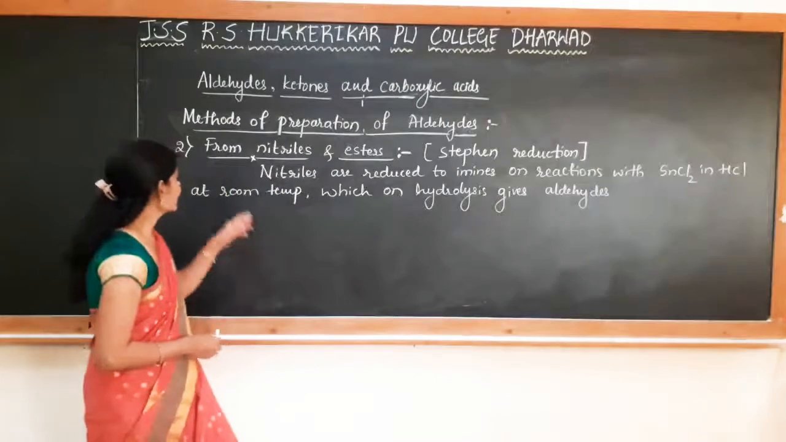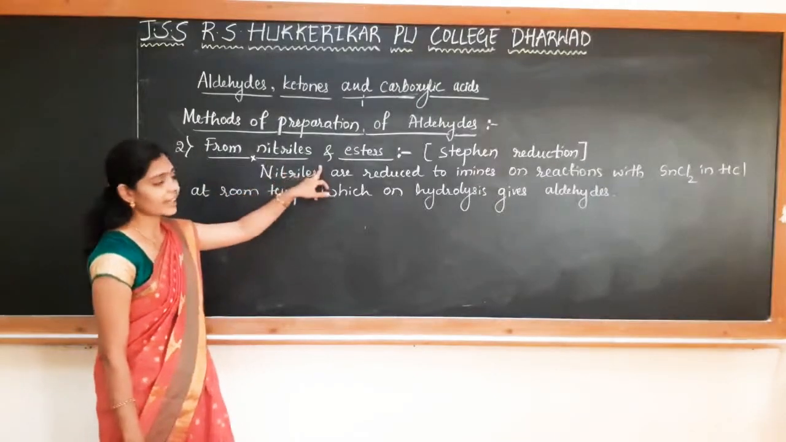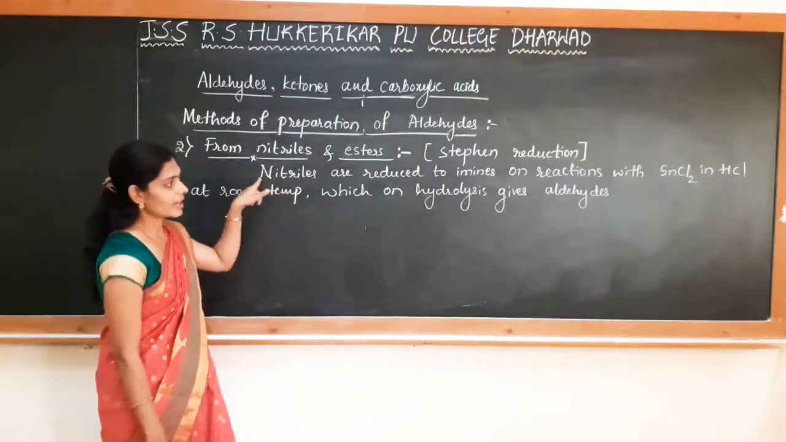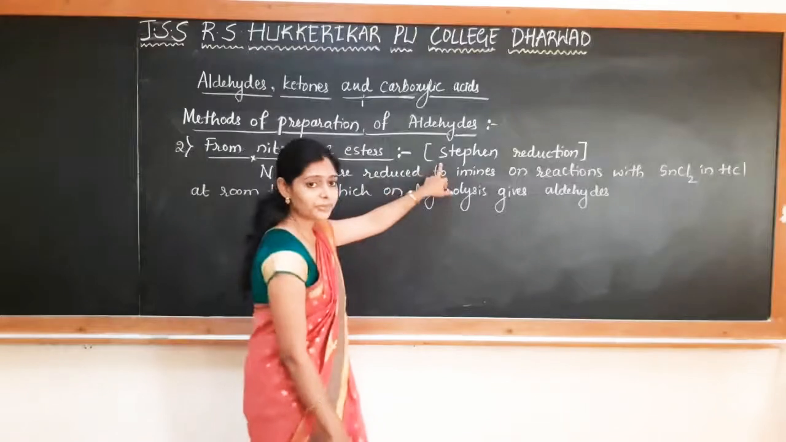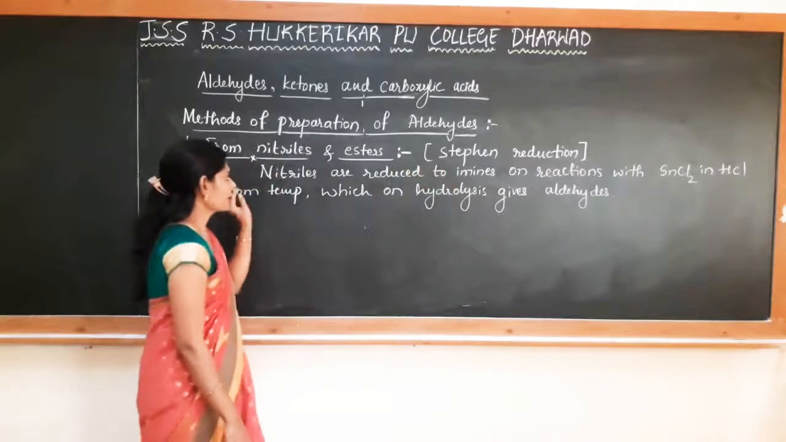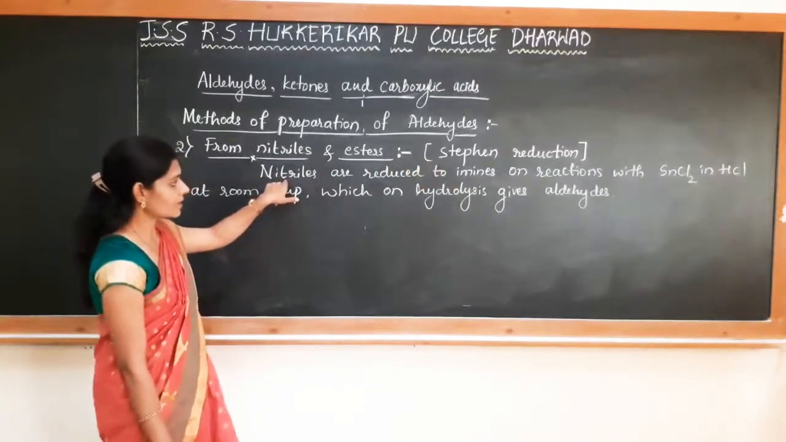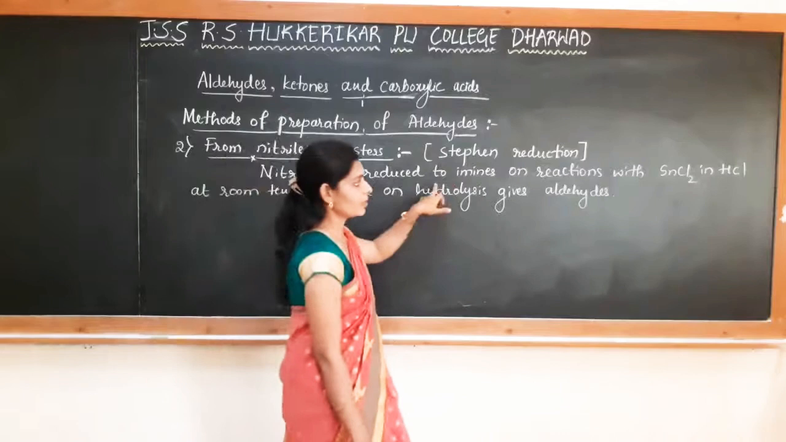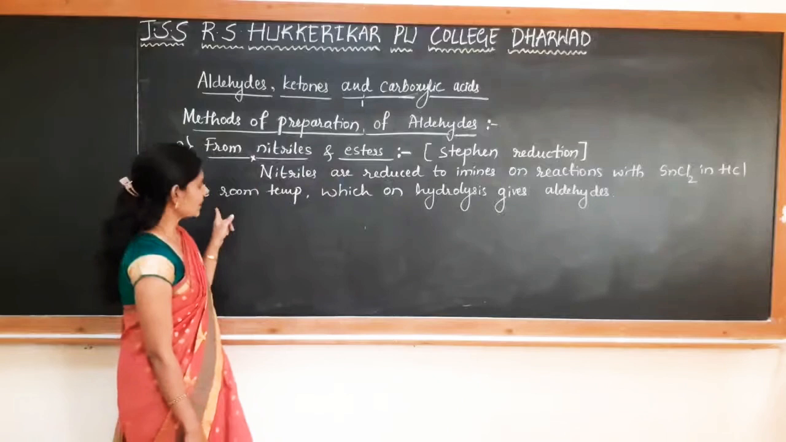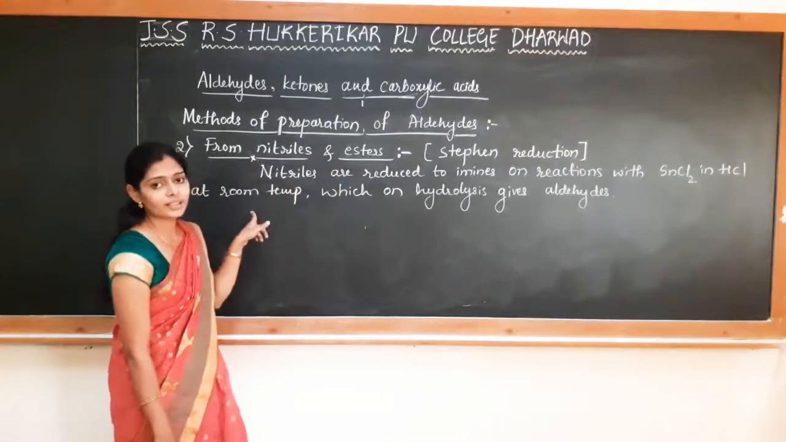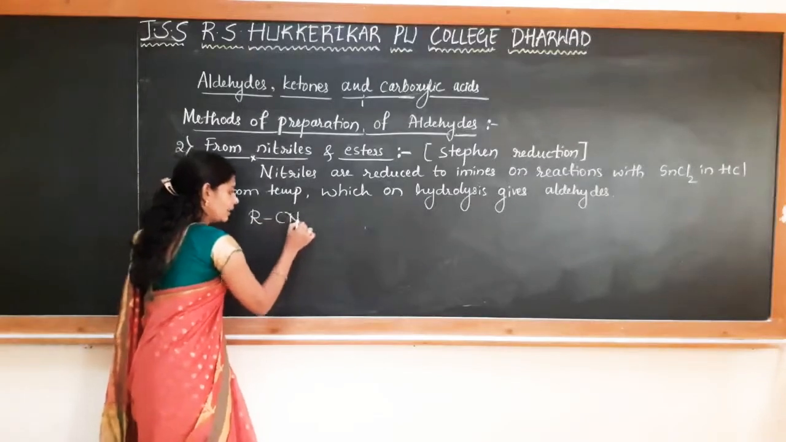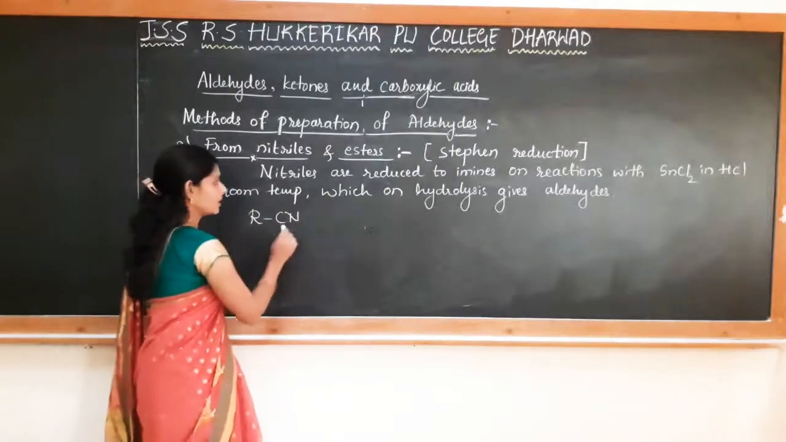The second method of preparation is from nitriles and esters. This is also a reduction process where nitriles or esters are reduced. This reaction is called Stephen's reduction. This is also a named reaction, again important for the examination. In this reaction, nitriles are reduced to imines on reaction with stannous chloride in presence of HCl at room temperature, which on hydrolysis results in the formation of aldehyde. Nitriles have this general representation.